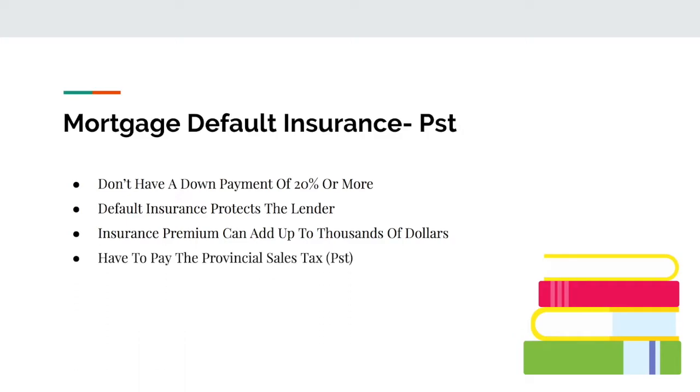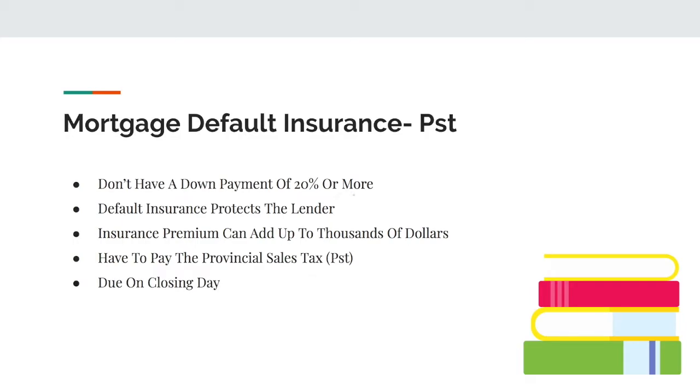So how does the mortgage default insurance PST work? Well, they charge taxes on that premium, and the taxes are due on your closing date. So on your closing day, you need to talk with your lawyer, and your lawyer will give you all the paperwork and will tell you what needs to be done in order for you to pay off that amount.